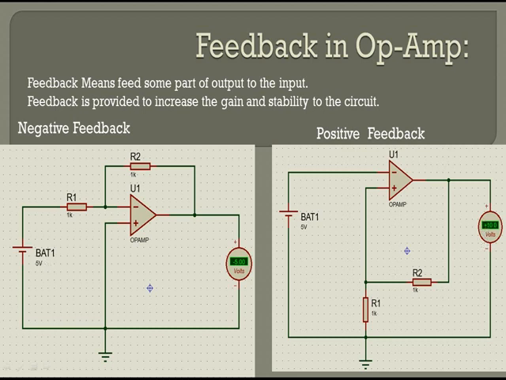Here at the input of the op-amp we applied 5 volt and we get minus 5 volt at the output. Here in positive feedback we applied 5 volt at the input and we received 10 volt at the output. So we can easily compare these two feedbacks: in positive feedback we receive more gain at the output. Here feedback energy is received at the input through the resistor. That resistor is called the feedback resistor.